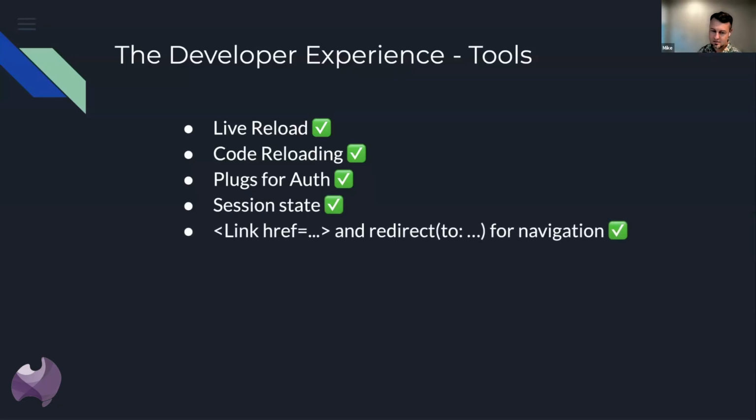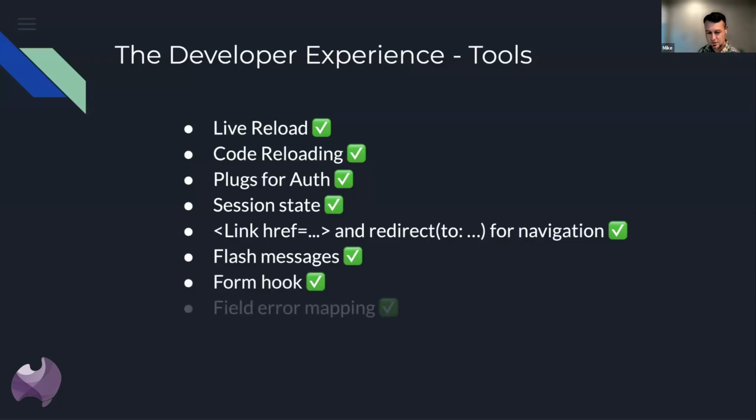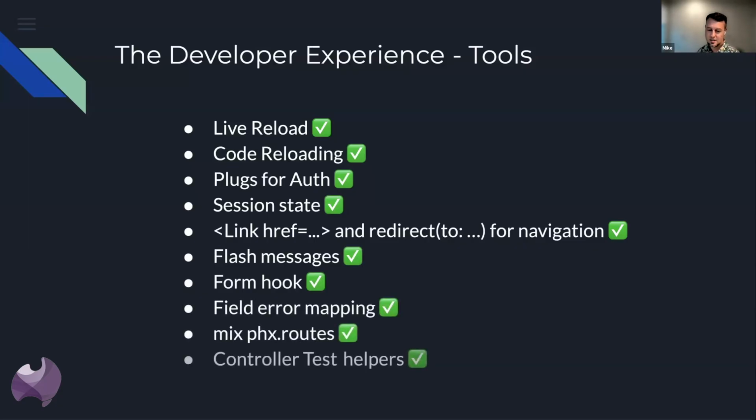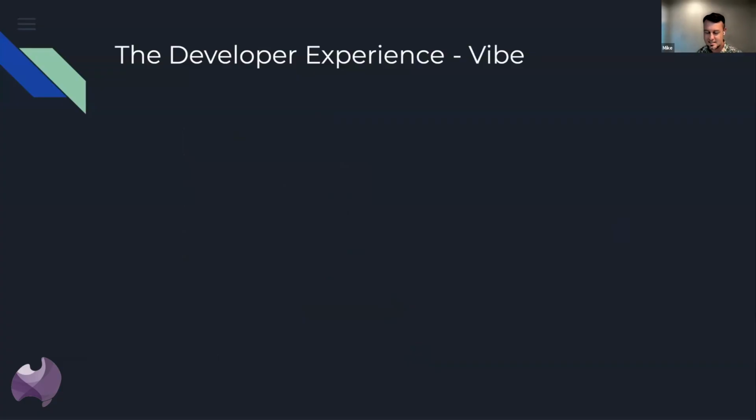Navigation is pretty simple. On the client, you use links, and on the backend, you use redirects. And so it's really familiar if you've been doing MVC at all. Flash messages are supported. There's a nice hook for doing forms. You can map your errors onto those form fields really easily. Phoenix routes, test helpers. Yeah, there's a lot. But it's essentially just all the tools that you would get on any Phoenix project. They're all sort of there.